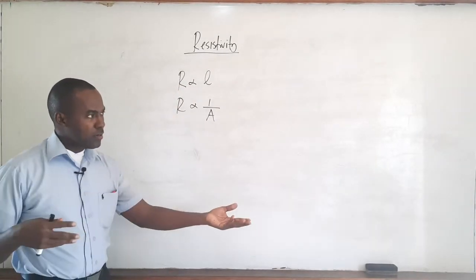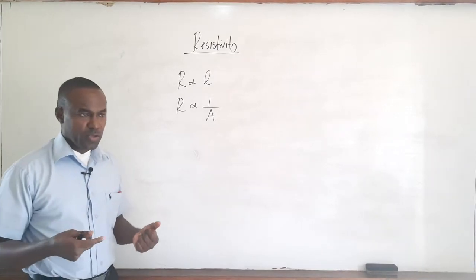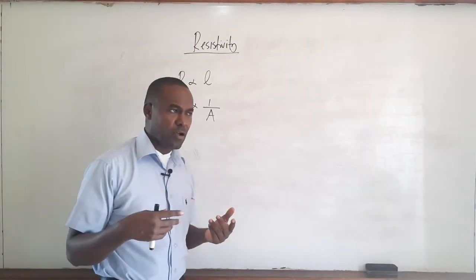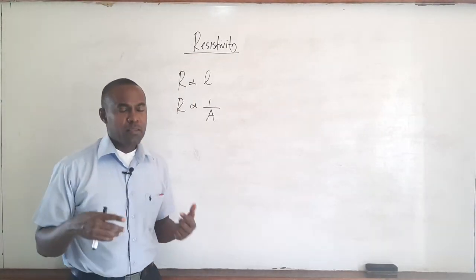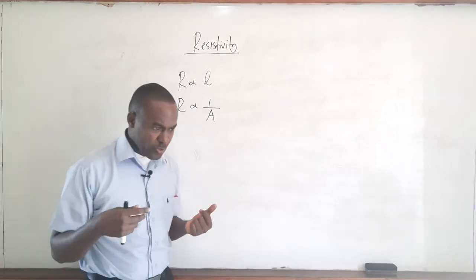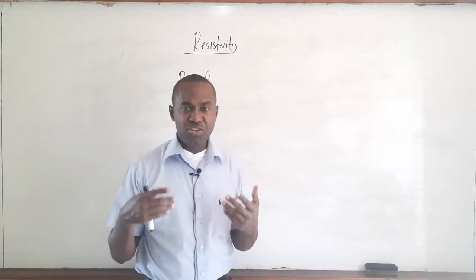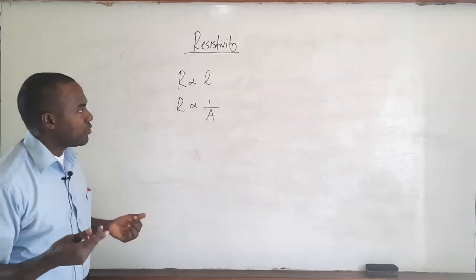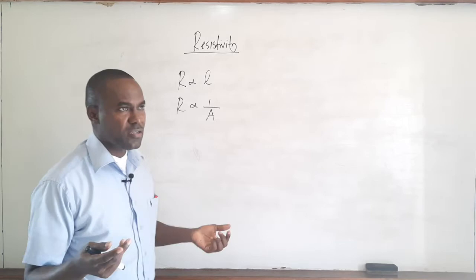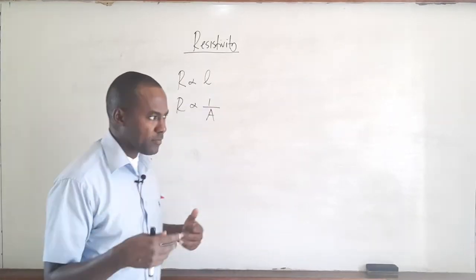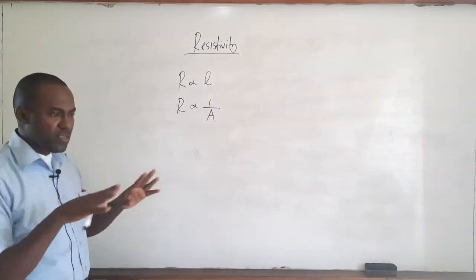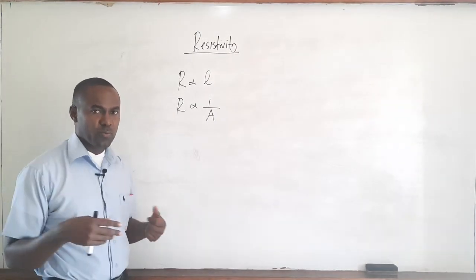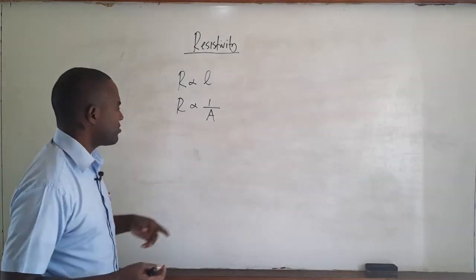The longer the conductor, the greater the resistance. Because of that direct proportionality relationship, if you were to double the length of the conductor without changing anything else, the resistance will be doubled. If you were to triple the length, the resistance would be tripled. If you were to quadruple the length, the resistance will be quadrupled, and so on. So generally, provided everything else remains constant, the resistance of a conductor will increase with length.